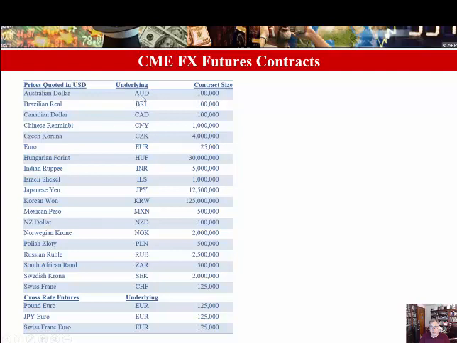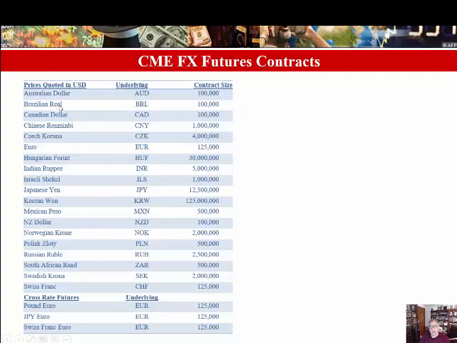Each of these contracts is priced in US dollars, and the underlying is the currency that you see in this column. For instance, for the Australian dollar contract, the underlying is the Australian dollar. The contract includes 100,000 units of Australian dollars, and the pricing of the futures contract is US dollar per Australian dollar. In order to find out the face value of the contract, you need to multiply the unit price of the contract with the number of units within the contract.